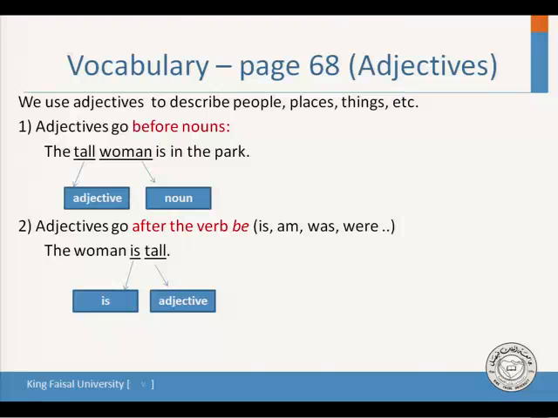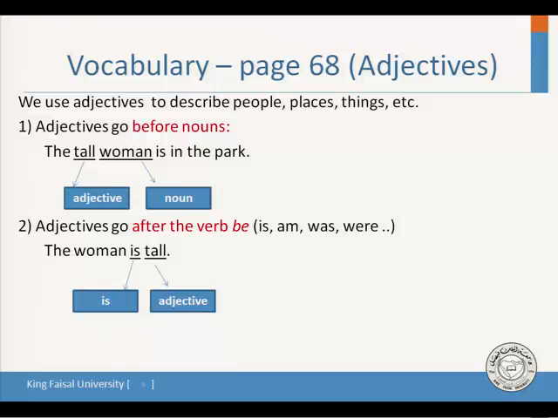First, we'll talk about the adjectives. Why do we use adjectives? We use adjectives to describe people, places, things, and so on. Number 1, adjectives go before nouns, not after nouns.